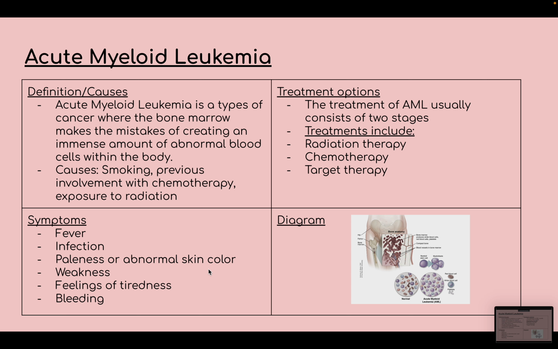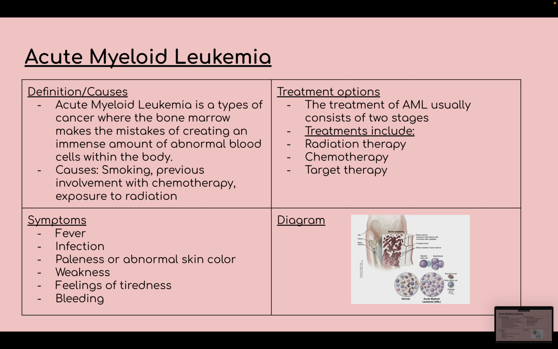Starting off, we have acute myeloid leukemia. Acute myeloid leukemia is a type of cancer where the bone marrow makes a mistake of creating an immense amount of abnormal blood cells within the body. Some causes of the disease include smoking, previous exposure to chemotherapy, or exposure to radiation.